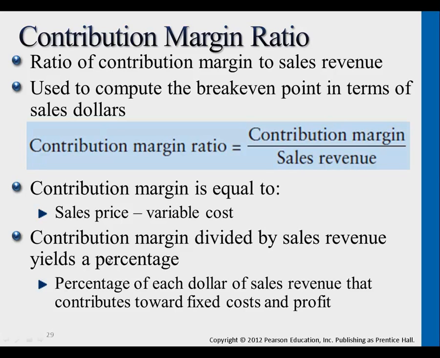And then sometimes we need to find a percentage. So my contribution margin is going to be divided by sales revenue, and that would yield the percentage. And that's going to be what percent of each dollar of sales revenue contributes toward the fixed cost and profit.